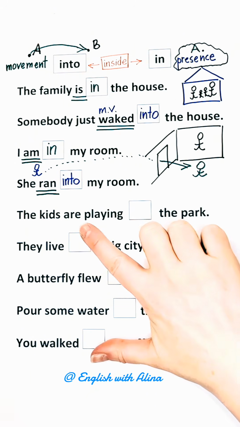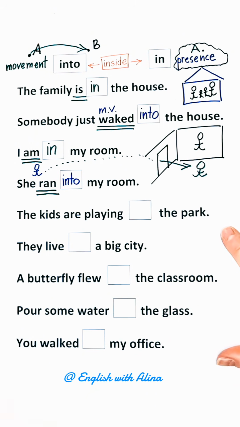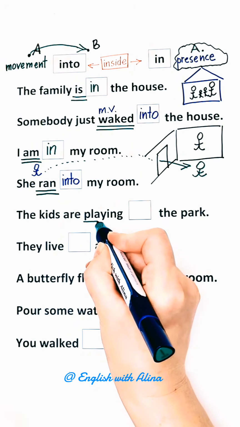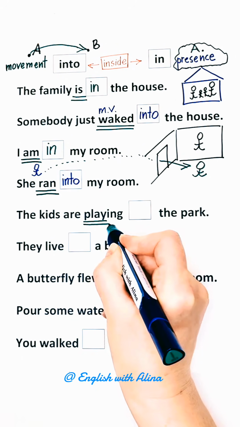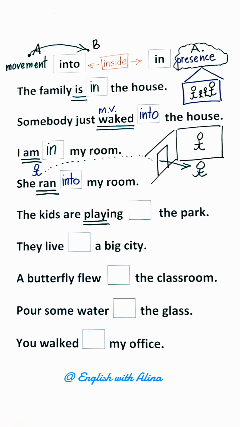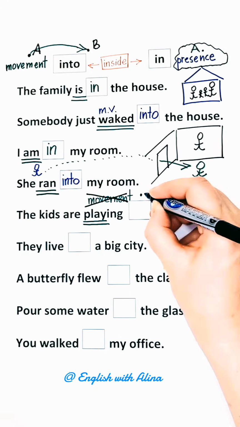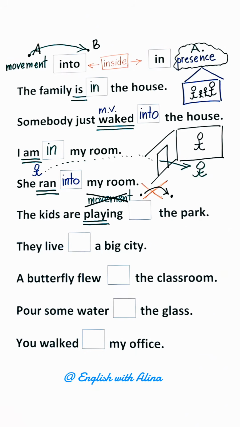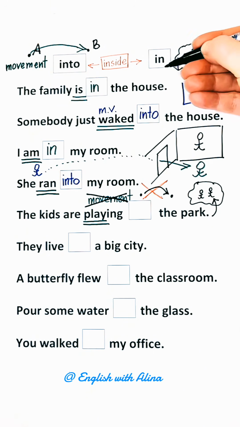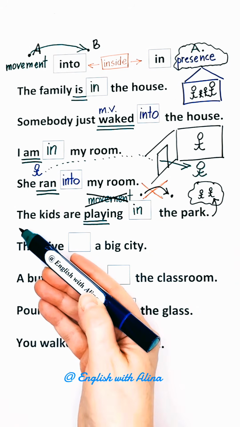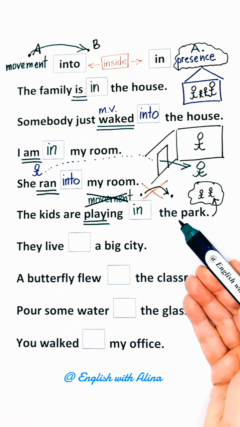The kids are playing blank the park. Play. No movement from point A to point B. Play shows that the kids are present in the park. Here are the kids. They're in the park. In the park. The kids are playing in the park.